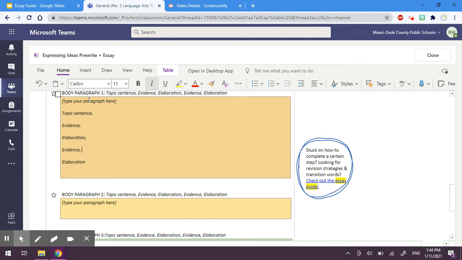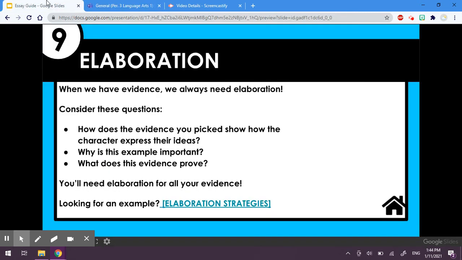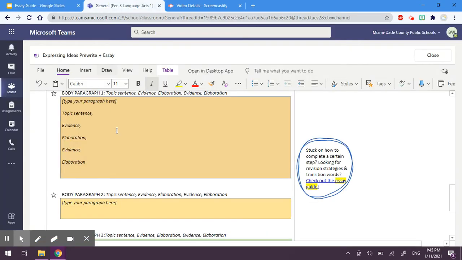But really push yourself to move into why this matters. So I've got some questions to consider. How does the evidence you picked show how the character expresses their ideas? Why is this example important? Or what does this evidence prove? So think about, why does the character respond in this way? What is it showing us about that character, or about expressing ourselves? Just push yourself to think through past that level of just what does it mean?